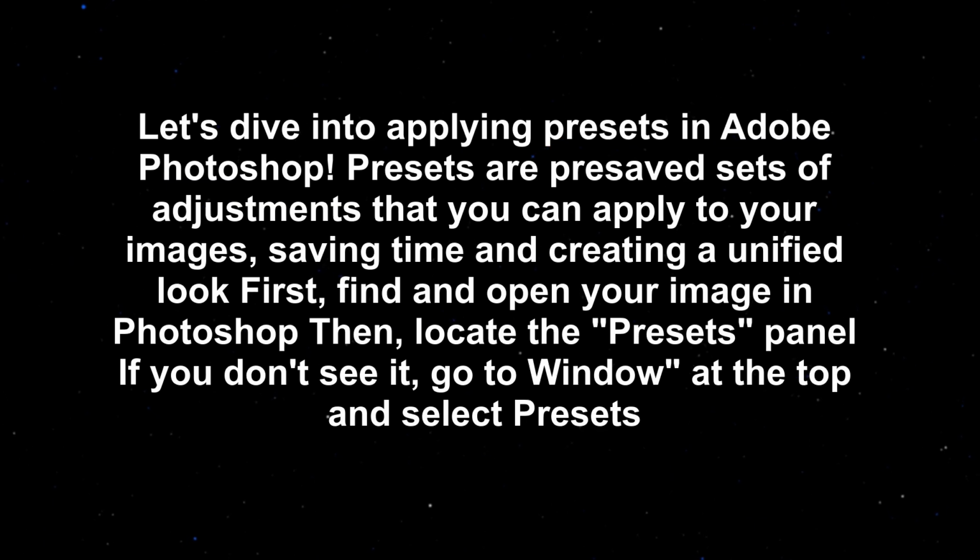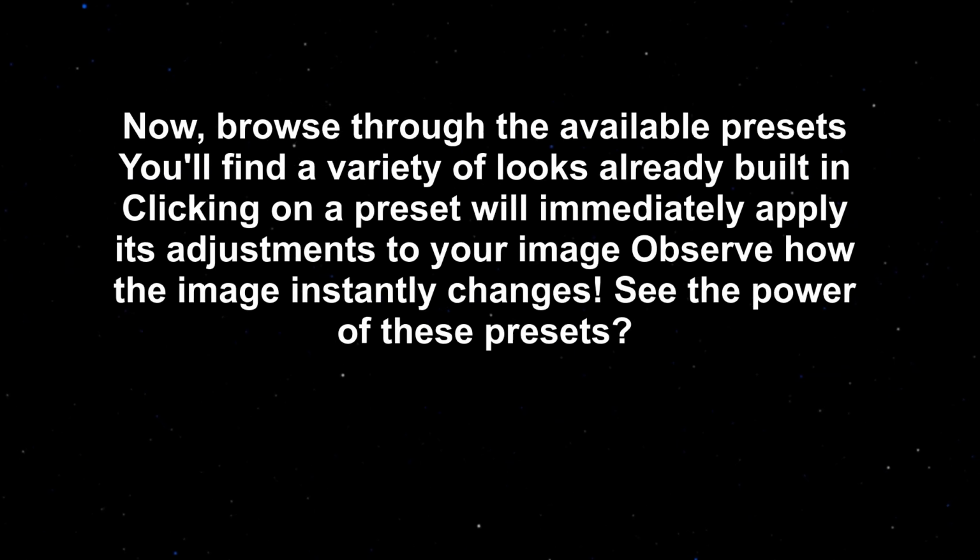First, find and open your image in Photoshop, then locate the presets panel. If you don't see it, go to Window at the top and select Presets. Now, browse through the available presets. You'll find a variety of looks already built in. Clicking on a preset will immediately apply adjustments to your image.